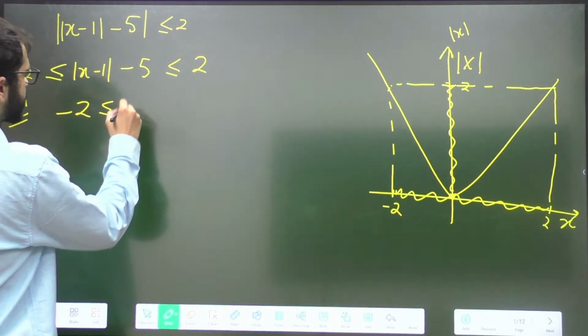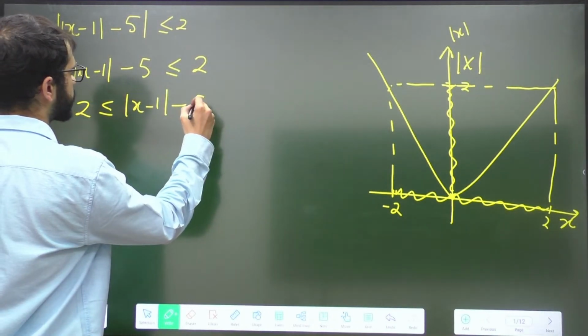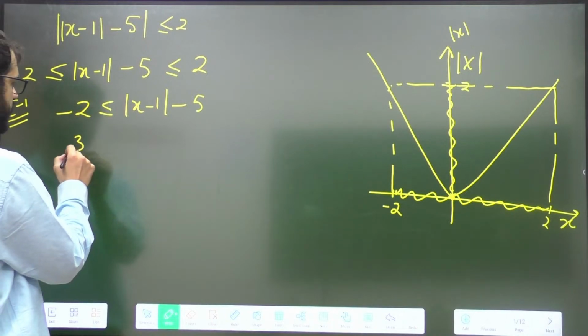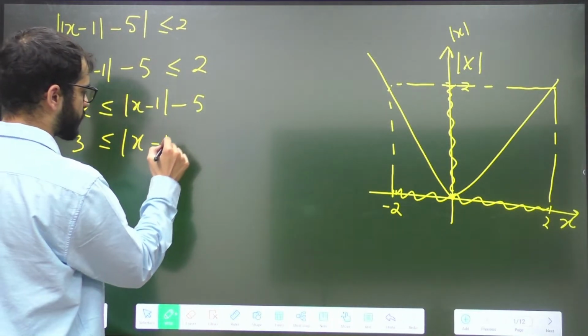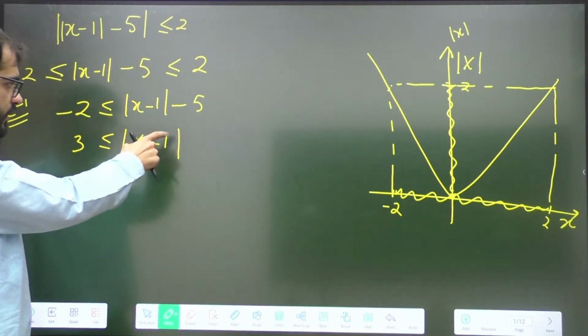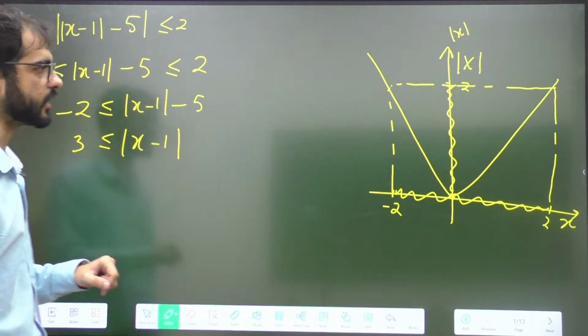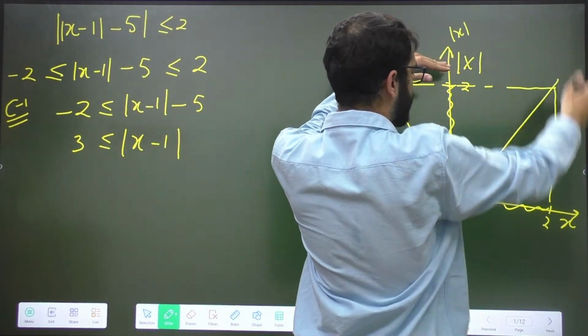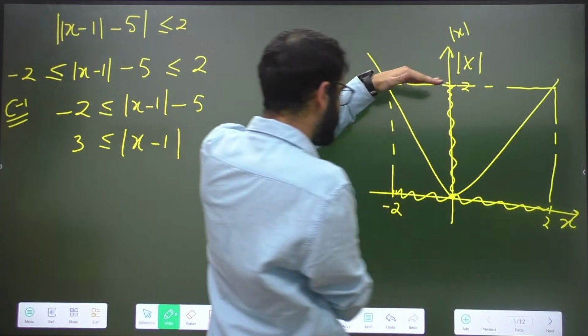Minus 2 is less than or equal to mod x minus 1 minus 5. Let's add 5 to both the sides. I will get 5 minus 2, that is 3, less than or equal to modulus of x minus 1, the whole mod. Now let's try to visualize this. Modulus of this expression is greater than or equal to 3. If it is greater than or equal to 3, what does that imply? That the value is either greater than 3 or it is less than minus 3.